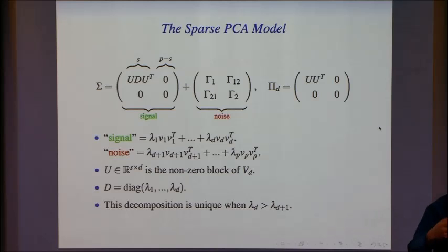So here is a more detailed description of the structure of the model. The sigma can be written in terms of the sum of two matrices. The first part we call signal. It has only a small S by S non-zero block. And the noise part basically contains everything corresponding to the remaining eigenvectors. Right. So what we want to do is to estimate this projection matrix, which is sparse.